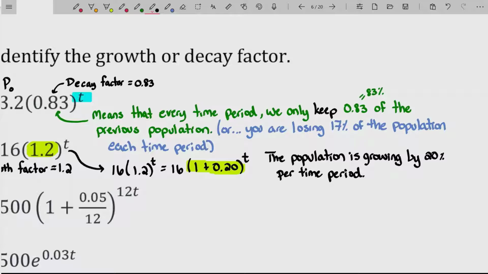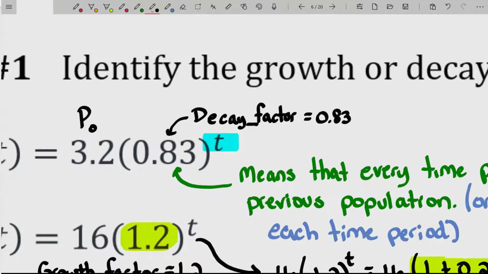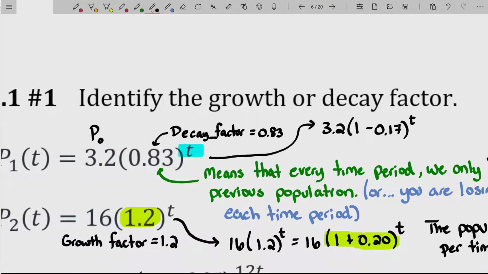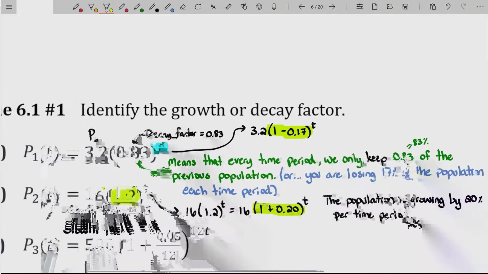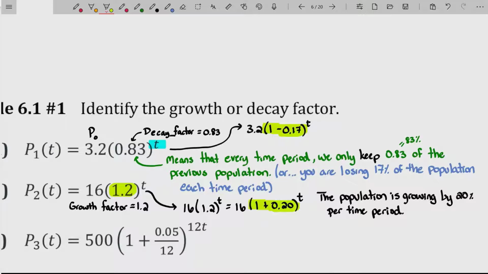In fact, that idea of 1 plus can be used in the first example. That first example, I could have rewritten as 3.2 times 1 minus 0.17 to the t. Because that's what 0.83 is, 1 minus 0.17. And that tells me that I get to keep my previous population. Oh, no. I get to lose 17% of it. So I'm losing 17%, and that's what we wrote down earlier in blue there. You're losing 17% of the population each time period.